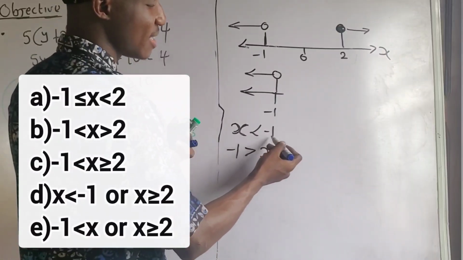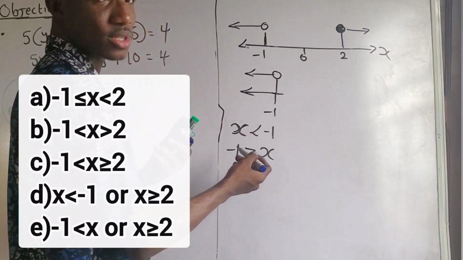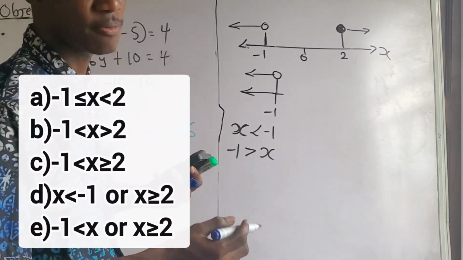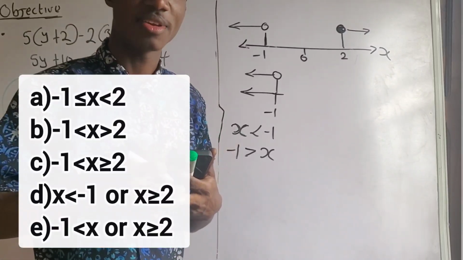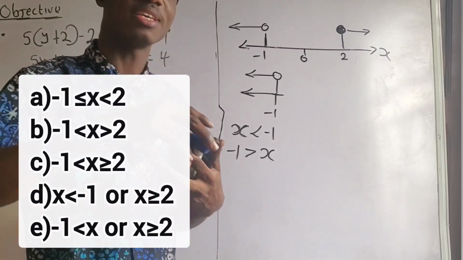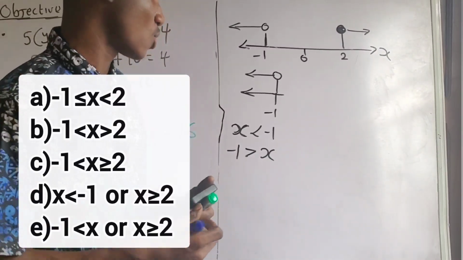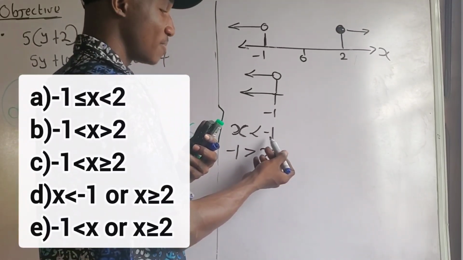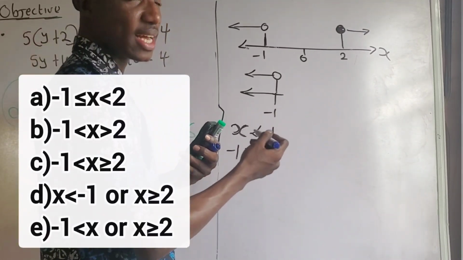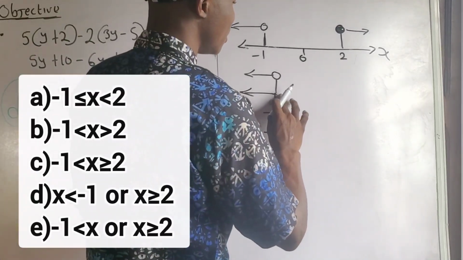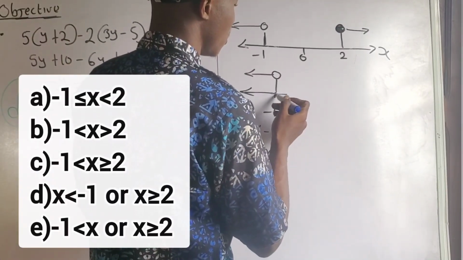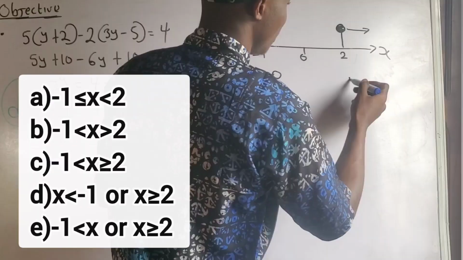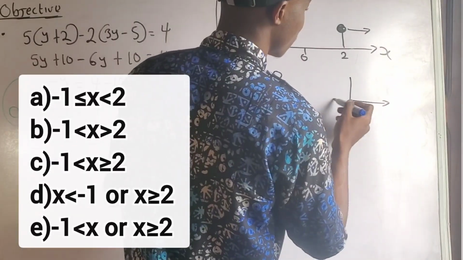If x is less than negative 1, that means that negative 1 is what? Greater than x. For example, if I said 2 is greater than 1, that means that 1 is less than 2, right? Yes. So, on the contrary, if x is less than negative 1, negative 1 is greater than x. Now, let us interpret the second one also. The second one, let me draw it out. We have something like this.